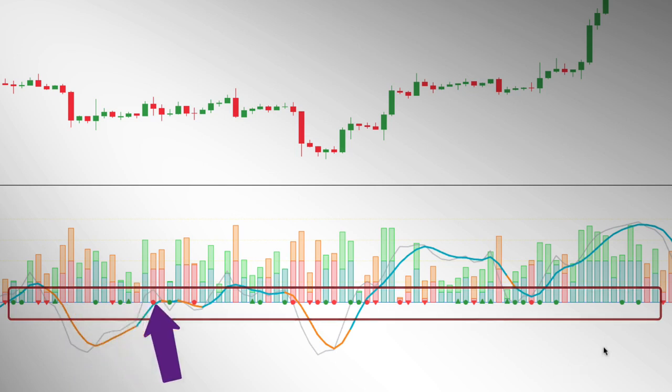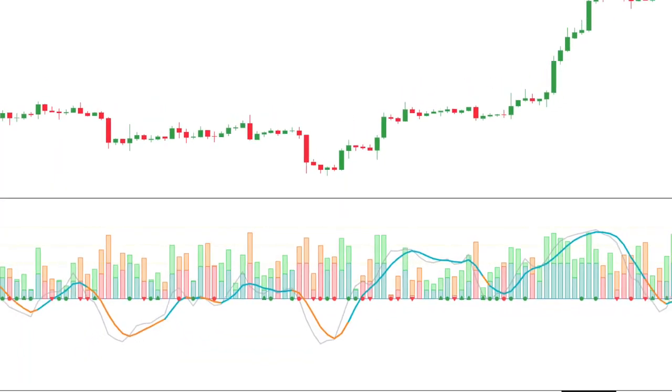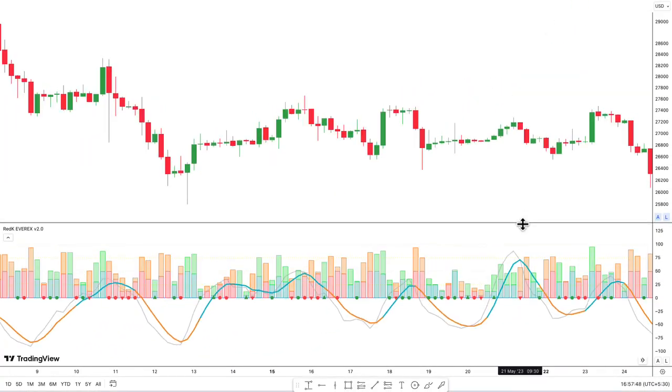The final component of the indicator is the EVRIX marker. There are two markers, the first of which are the green and red triangles, which are for the ease of movement, or EOM. The next marker is the circle, which will also be either green or red and represents the churn bar. Now that we know what the components of the indicator are, let's change the settings of the indicator.